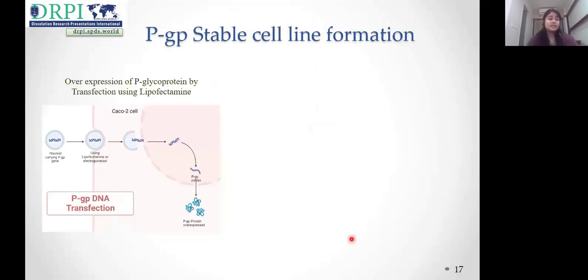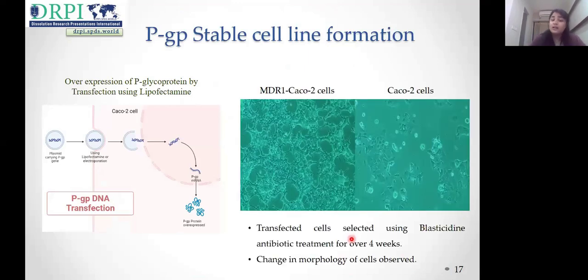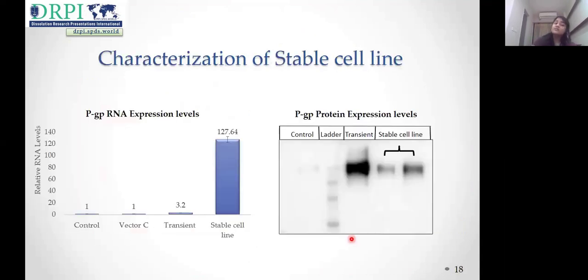Next, the PGP stable cell line was formed by transfection using lipofectamine, and then it was selected for around 4 weeks using blasticidin antibiotic treatment, and a change in morphology was observed. Next, the characterization was done using the same RNA expression levels and protein expression levels, both of which confirmed that the stable cell line was expressing the protein and the RNA for PGP at a very high level.